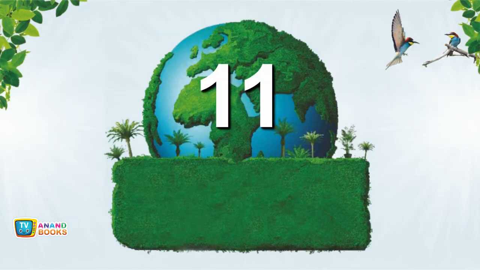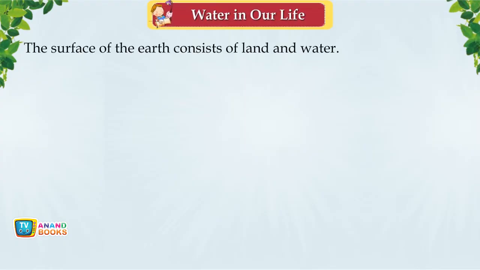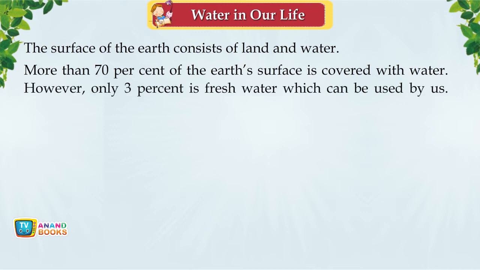Chapter 11. Water in our life. The surface of the earth consists of land and water. More than 70% of the earth's surface is covered with water. However, only 3% is fresh water, which can be used by us.